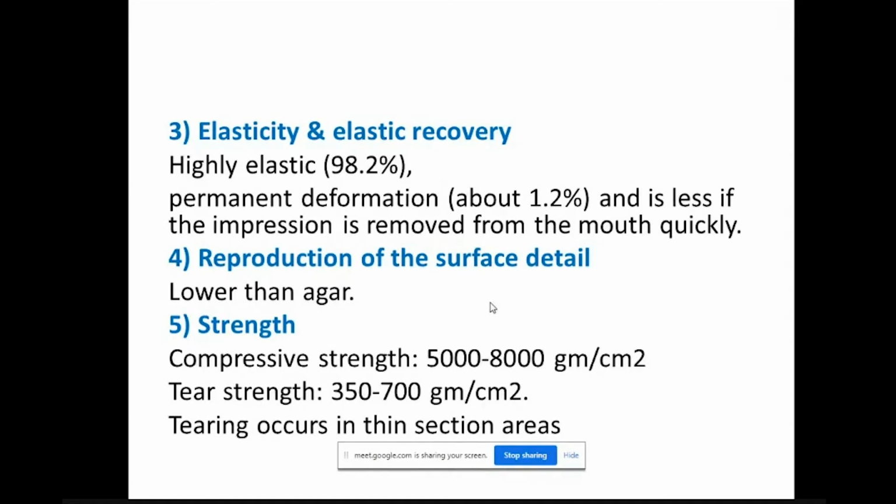The reproduction of detail is lower than agar-agar. The strength: we have 3 types, compressive strength and tear strength, but usually tearing will occur in thin sections.